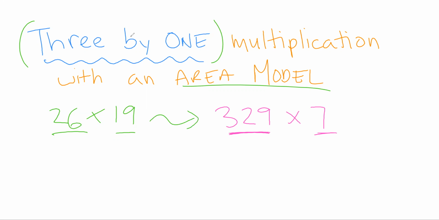So we're going to be using 3 by 1 multiplication, and we're going to model this through the area model. So that's the work that we're going to do today. Let's go ahead and dive in. 329 times 7. Let's take that over to the other page and get started. Our steps are no different than 2 by 2. We are going to start off by using the expanded form.